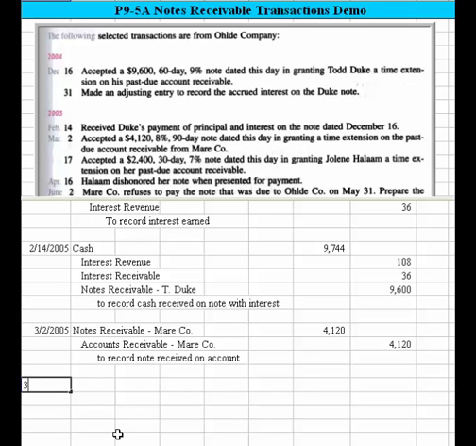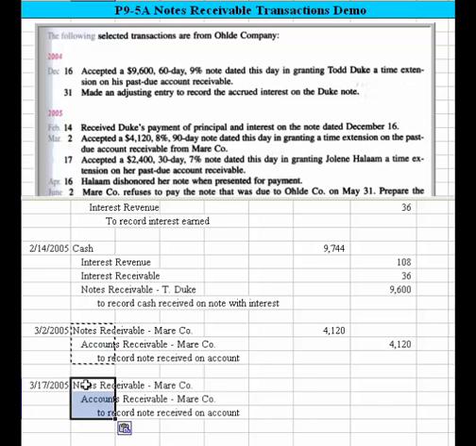What happens on March 17th? On March 17th, we accept a $2,400 30-day 7% note from Jolene Halam. Again, another time extension. Well, these are essentially the same transactions. Let's just copy these, change the names, and fill in the proper amounts. This one's $2,400, right? Yep.